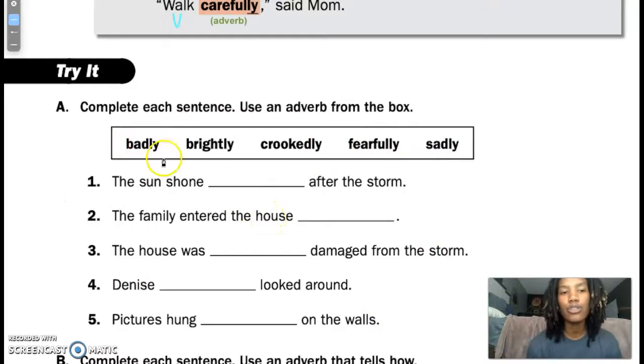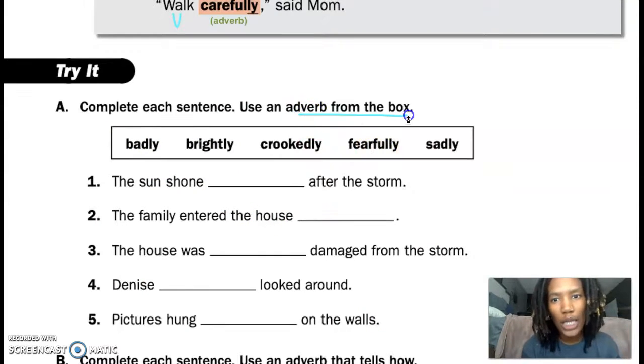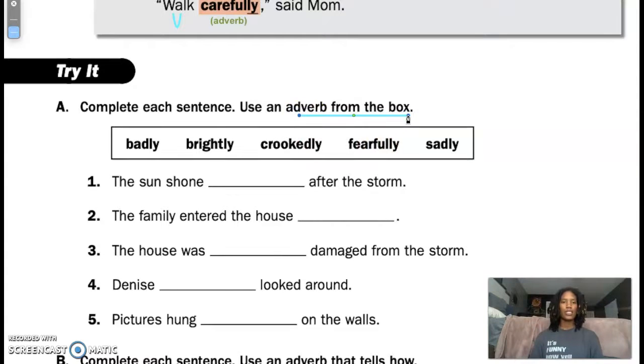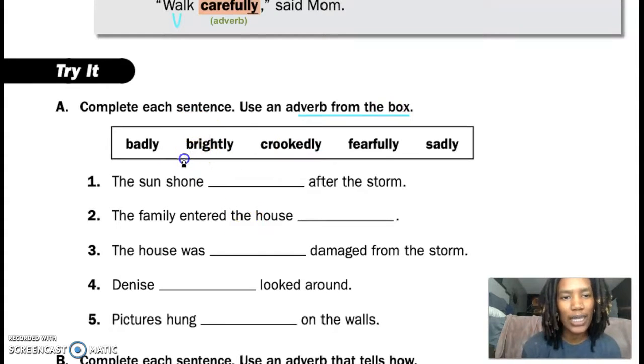example, and we're going to choose the correct adverb from the box. All right, so number one says, the sun shone blank after the storm. Well, let's see. The sun shone badly. No. The sun shone brightly. Possibly. The sun shone crookedly. No. The sun shone fearfully. Nah. The sun shone sadly. No. Okay. So our correct answer would be brightly.